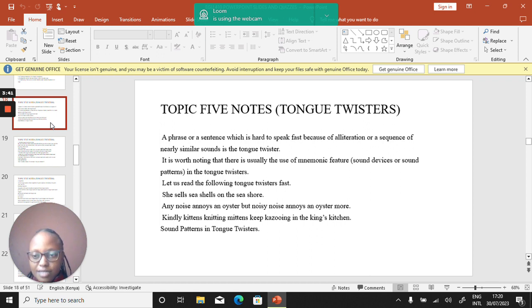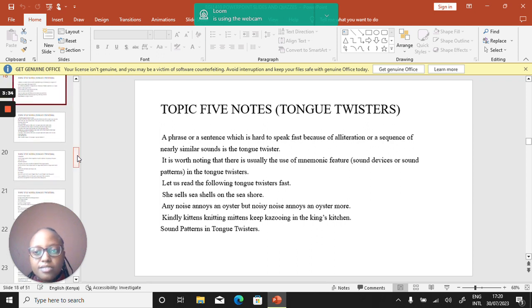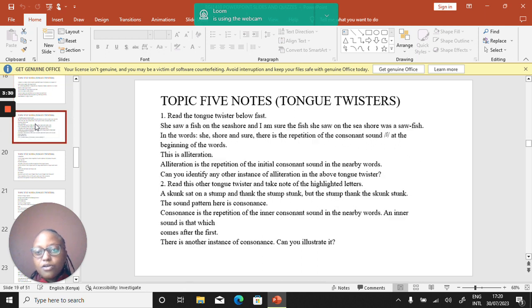So if you read that sentence faster, you might not pronounce the words correctly, and that is why it is called a tongue twister, because your tongue will twist and you will say the words wrongly. So tongue twisters, they use alliteration.